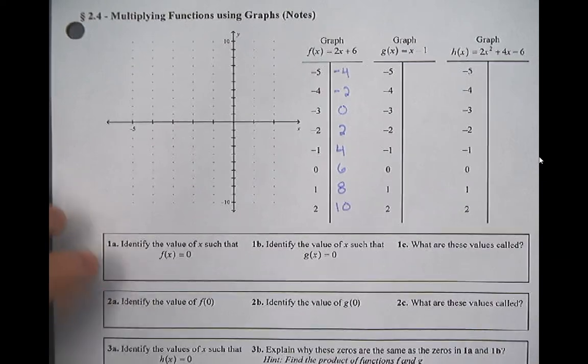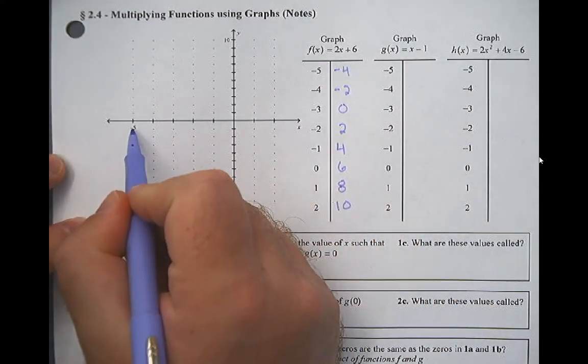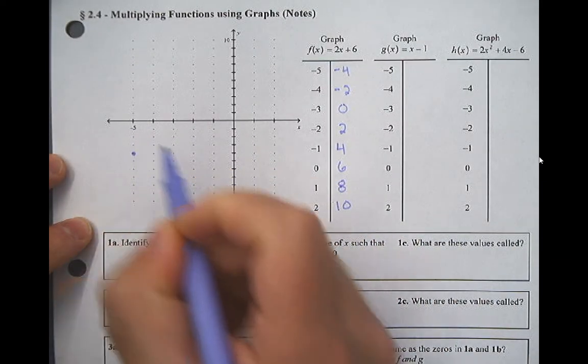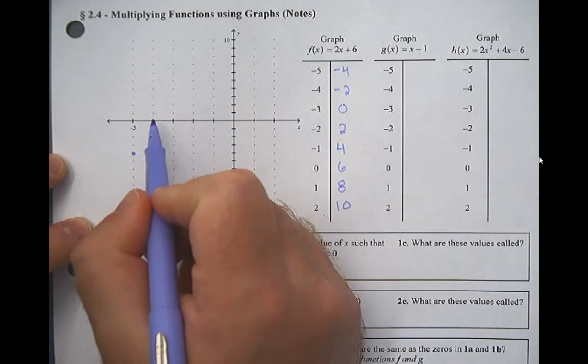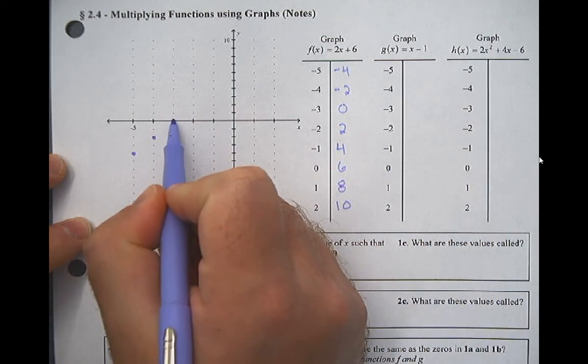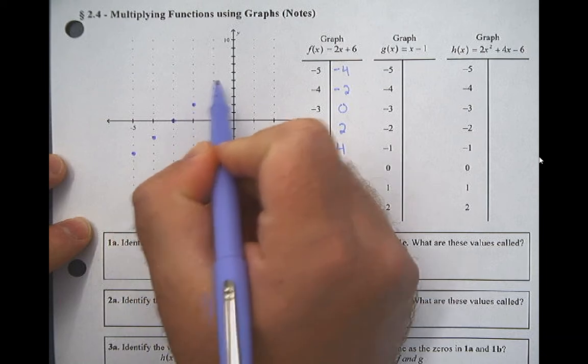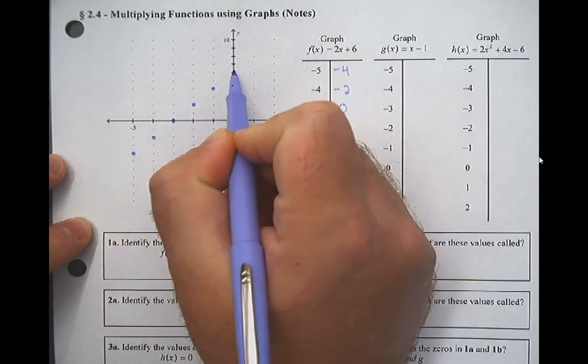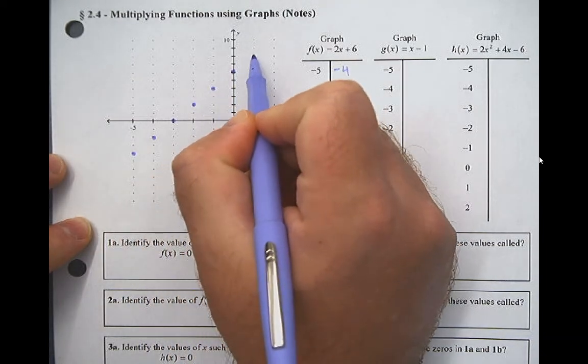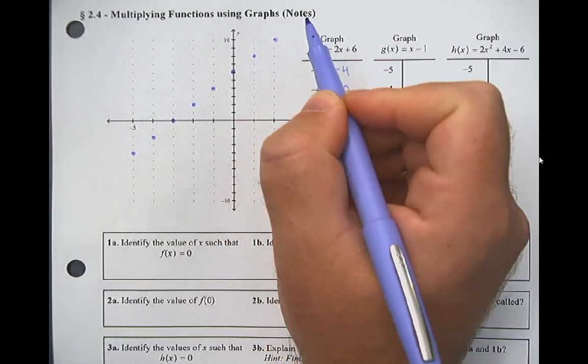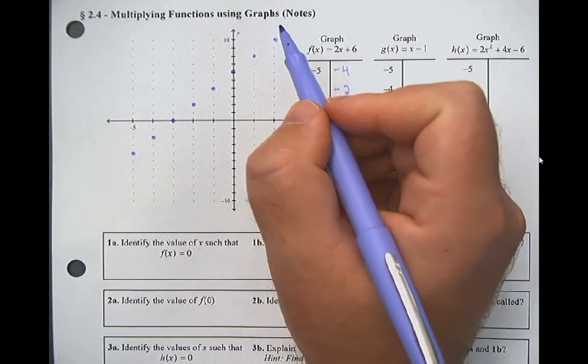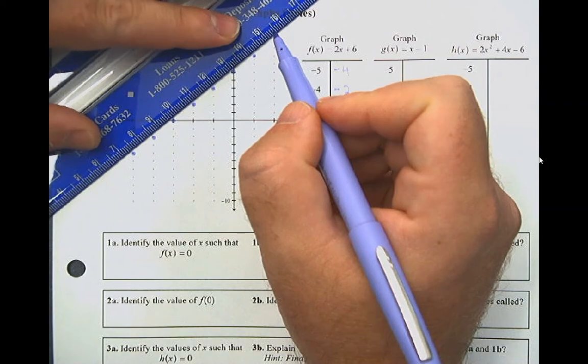Now I want to graph these points. So -5 is -4. 1, 2, 3, -4. -4 is -2. And then we've got a rise of 2 and a run of 1. So I'm just going to go ahead and sketch the rest based on rise over run. Grab my straight edge.